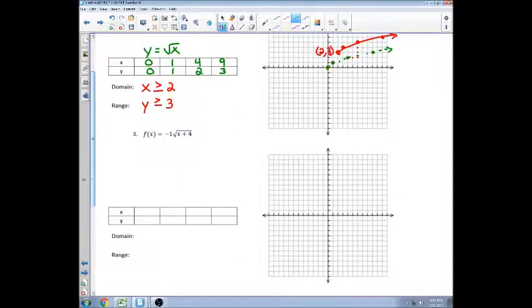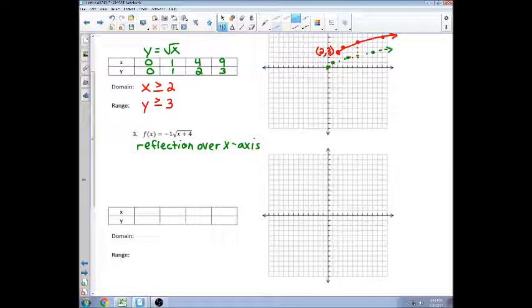I have f of x is equal to negative 1 times the square root of x plus 4. Remember from the beginning where I was explaining all the different transformations, if there is a negative out front, that instantly tells me that I'm going to have a reflection over the x-axis. Just write down reflection over the x-axis. You don't really have to think about what's going to happen to that, because it's going to get taken care of in our table. By filling in our table, it will go ahead and take care of the reflection.